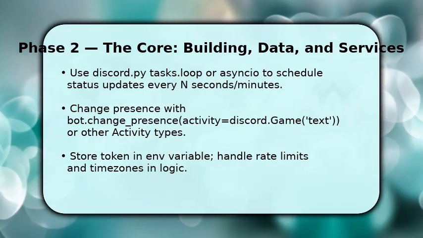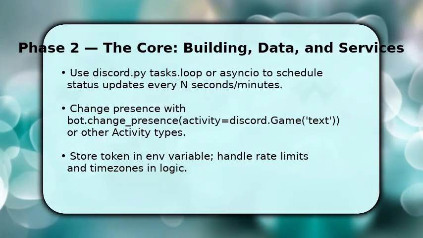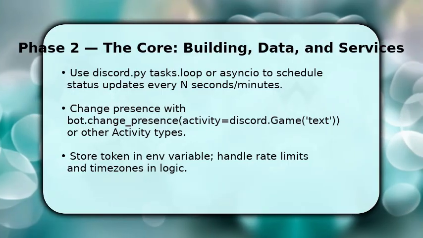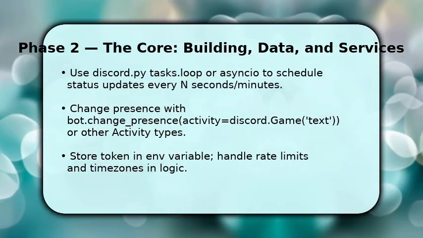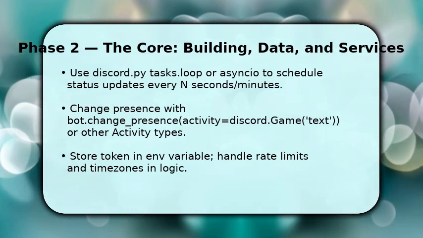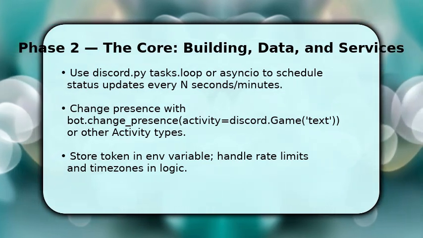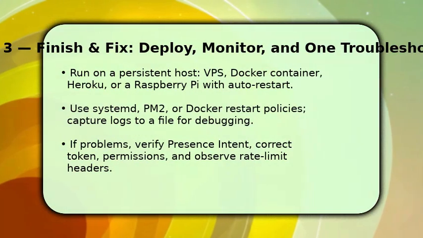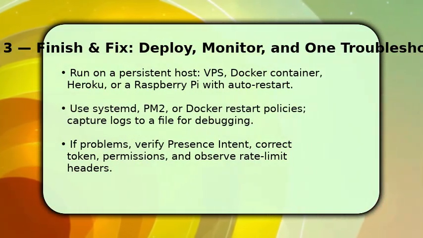Make sure to handle rate limits by spacing updates and catching HTTP exceptions, and use time zone-aware scheduling if you switch statuses at specific local times. You finalize by deploying the bot to a persistent host and configuring an auto-restart mechanism so status changes continue 24/7.